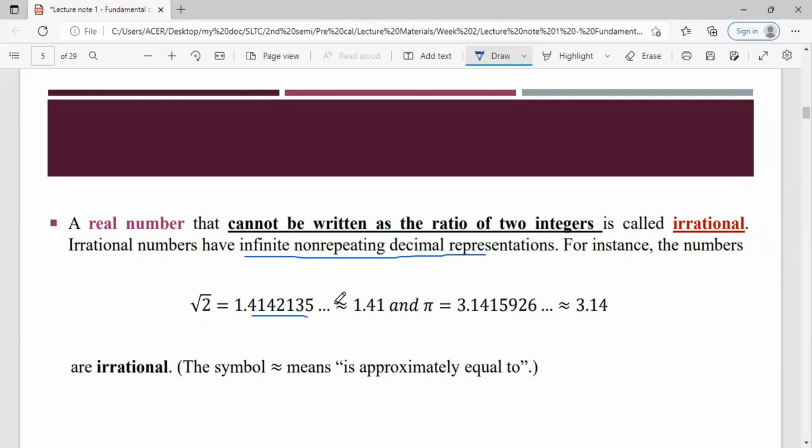So approximately equal to, we call this sign approximately equal to.